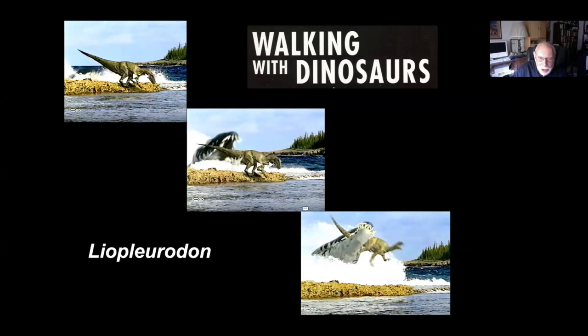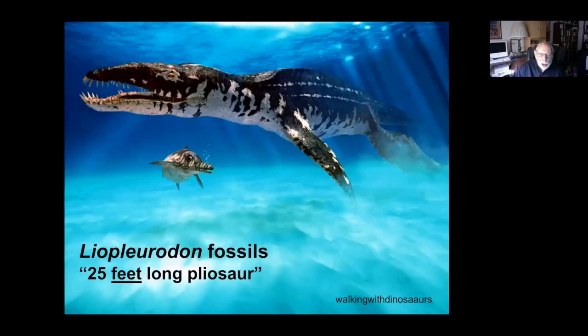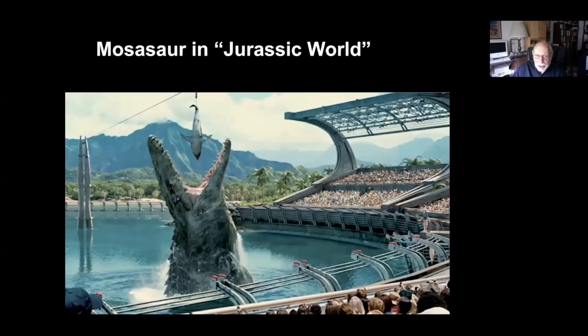Well, maybe. And I say maybe because I was really concerned as to how I missed such a monstrous beast, 25 meters long, 150 tons, according to Walking with Dinosaurs. But then I started checking on Liopleurodon fossils, and I found the biggest ones were 25 feet long. And it appears that someone in the BBC, as they were putting this together, saw 25 feet and automatically mentally translated it to 25 meters. And so in that way, Liopleurodon sort of tripled its size.